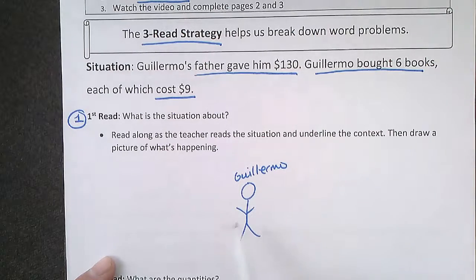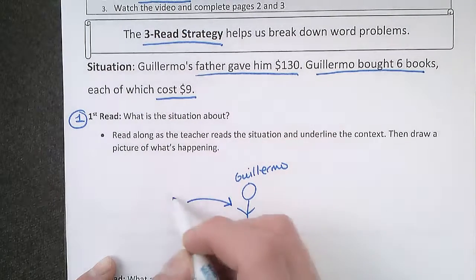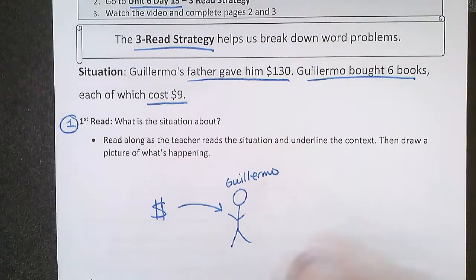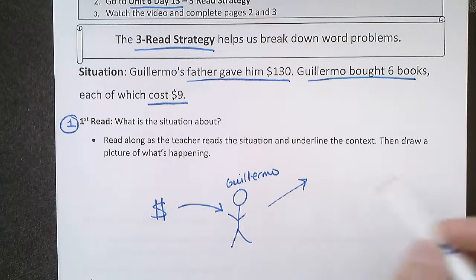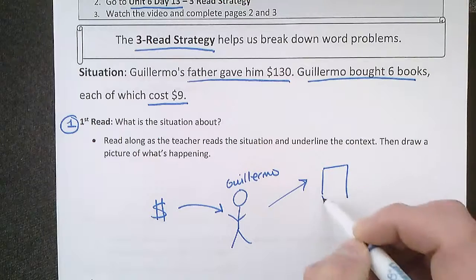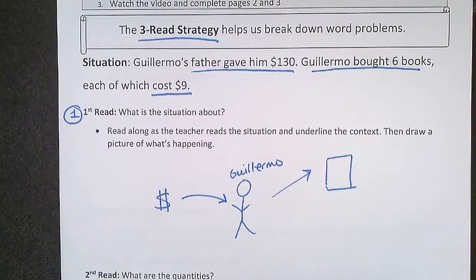And I know that his father's giving him some money, so I'll draw an arrow. Right, he's getting some money. And then he's using some of that money, and he's going out and buying books. That'll be my book, just like that. Okay, so now I'm starting to get an idea, and I have my drawing of what's happening. Let's move on to the second read.